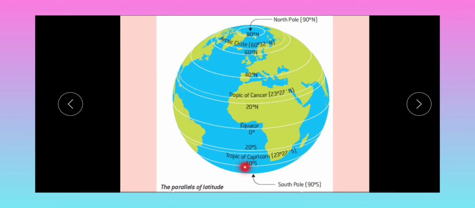Here, on the downside, the Antarctic Circle of the South is coming, and the uppermost point is going to be called the North Pole, and the lowest point of the Earth is called the South Pole. Okay, so these are the important parallels. Why is it called a parallel? Because each and every line is parallel to the equator.